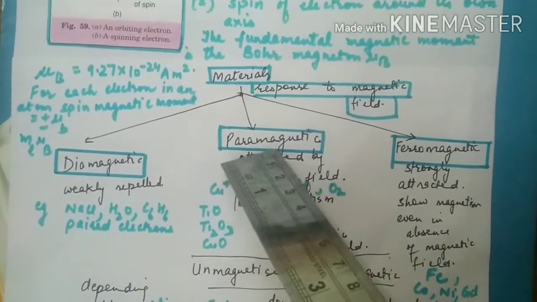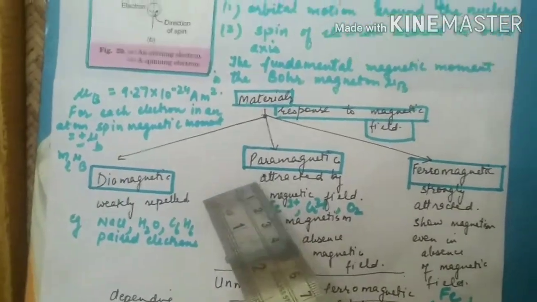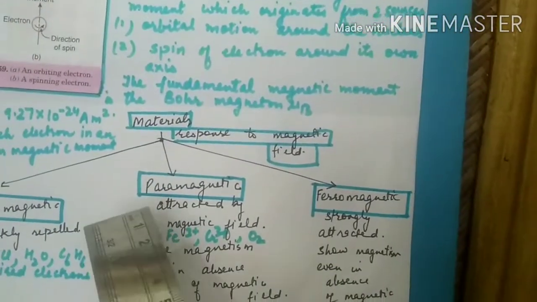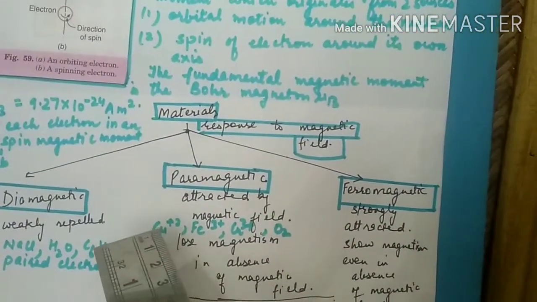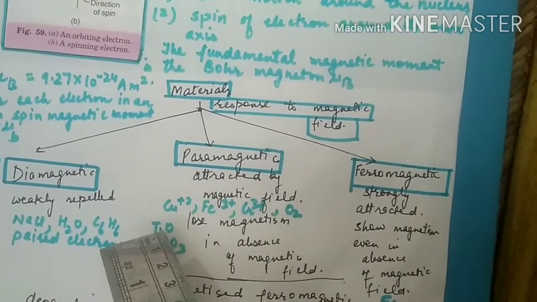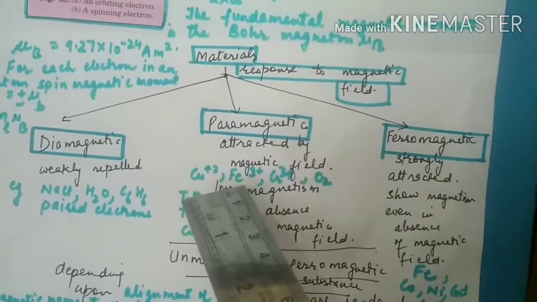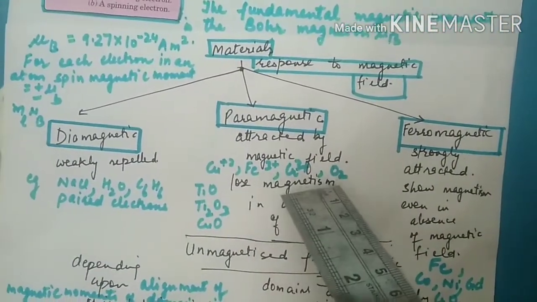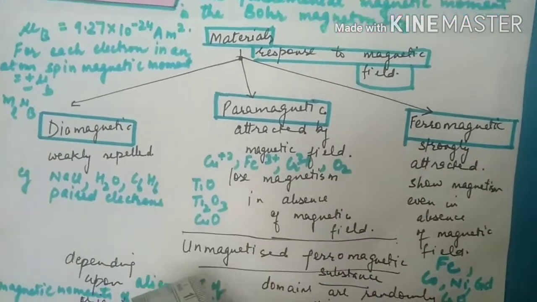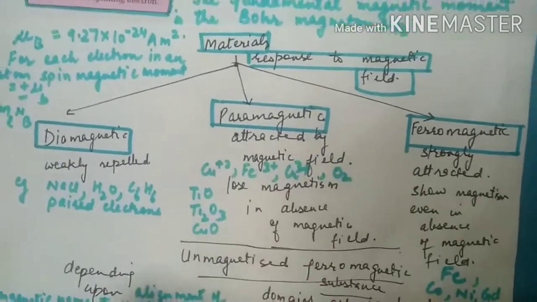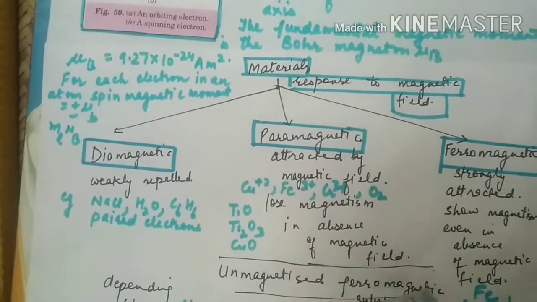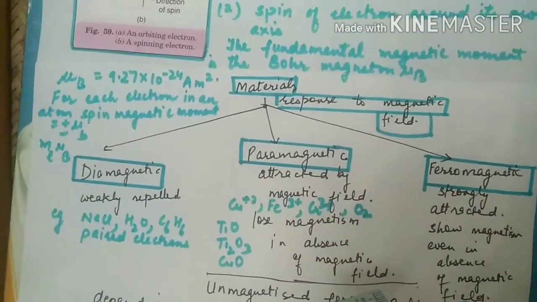Paramagnetic substances: the substances which have permanent magnetic dipoles and are attracted by the magnetic field are known as paramagnetic substances. Examples: cupric ions, ferric ions, chromium ions, dioxygen, titanium monoxide, dititanium trioxide, and cupric oxide. The paramagnetic substances lose magnetism in the absence of a magnetic field.